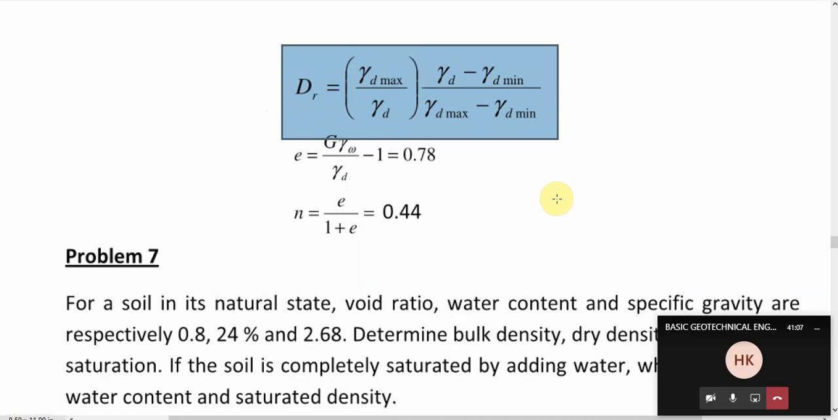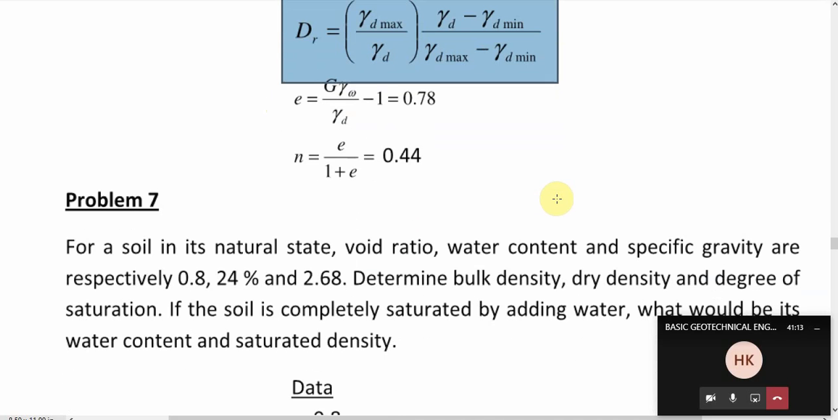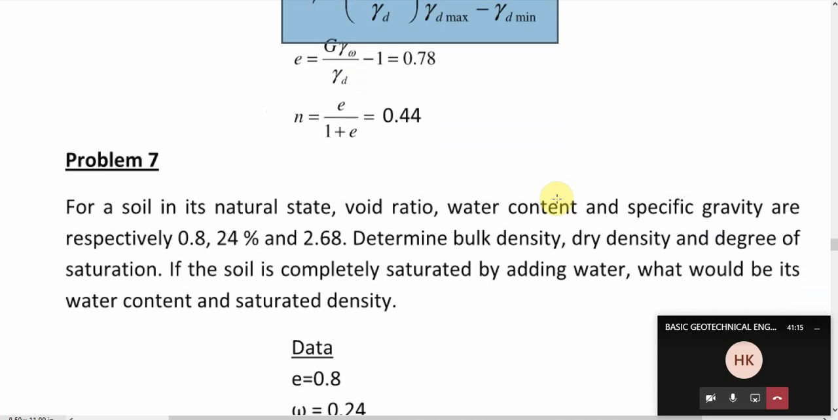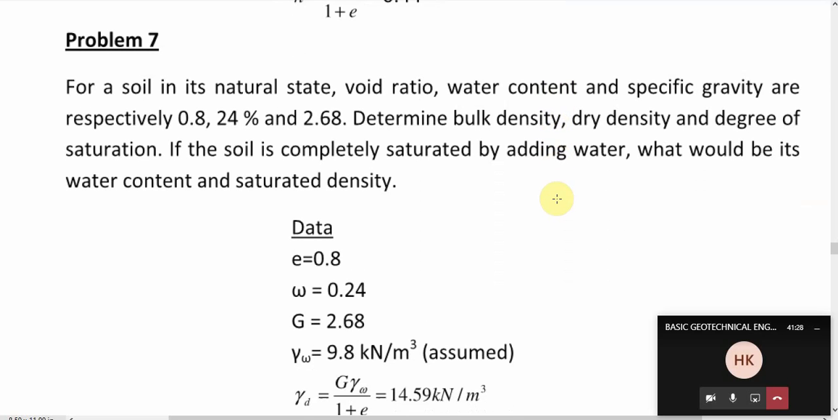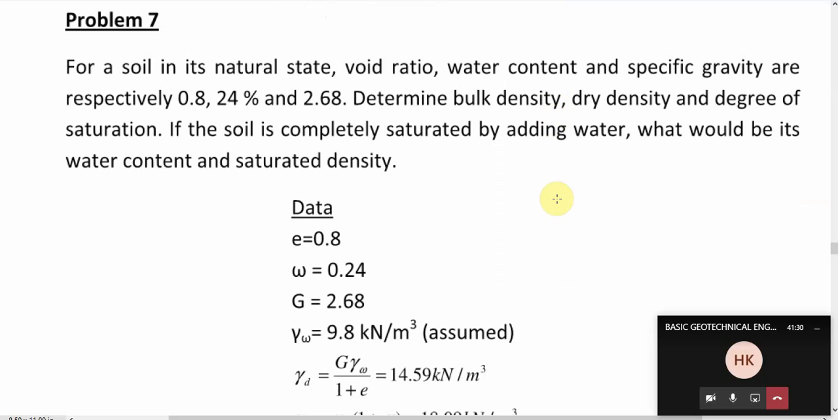I will go to the next problem. This is a very simple problem, the sixth problem. Please refer to the PDF later and solve it. This is the last problem. We'll solve this and we'll wind up this class. Okay, we'll solve this one now.